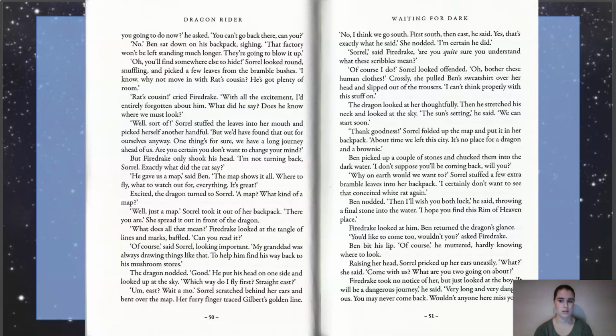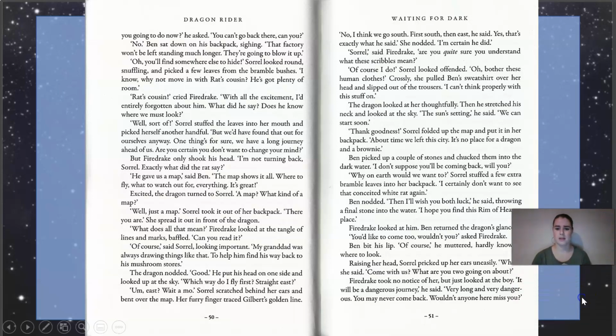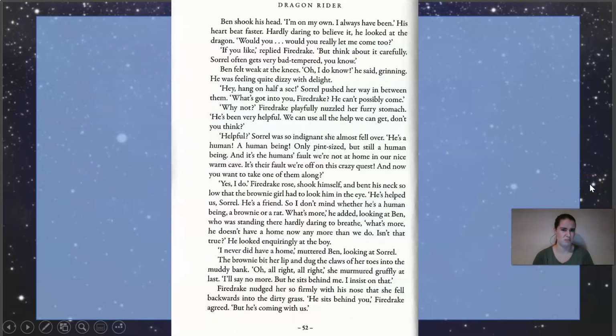"Oh, of course," he muttered, hardly knowing where to look. Raising her head, Sorrel pricked up her ears uneasily. "What?" she said. "Come with us. What are you two going on about?" Firedrake took no notice of her, but just looked at the boy. "It will be a very dangerous journey," he said. "Very long and very dangerous. You may never come back. Wouldn't anyone here miss you?"